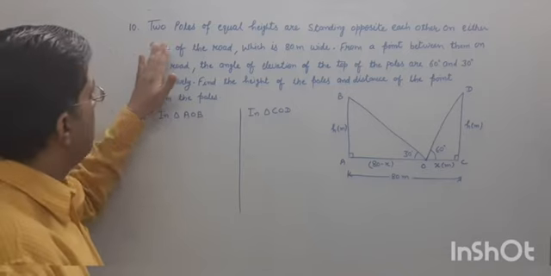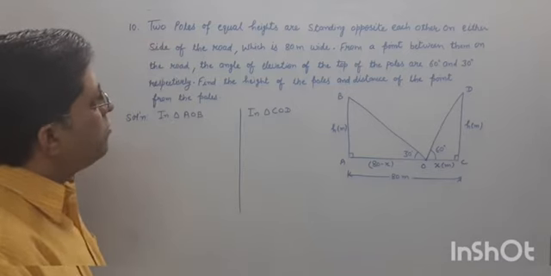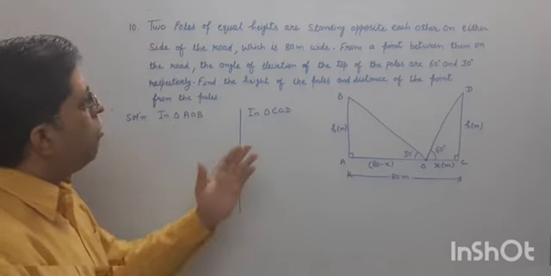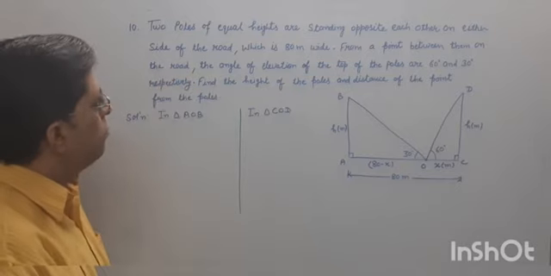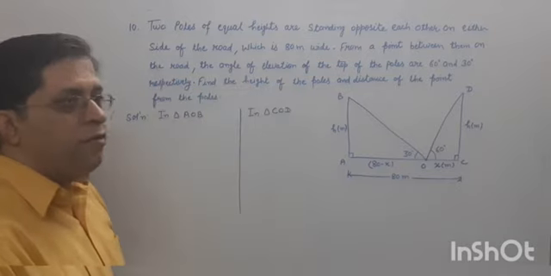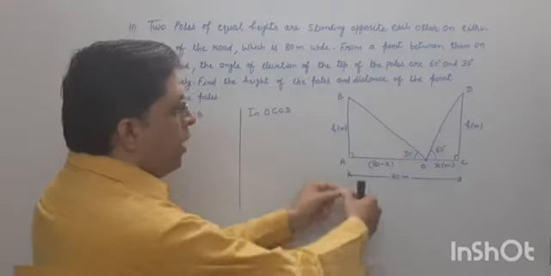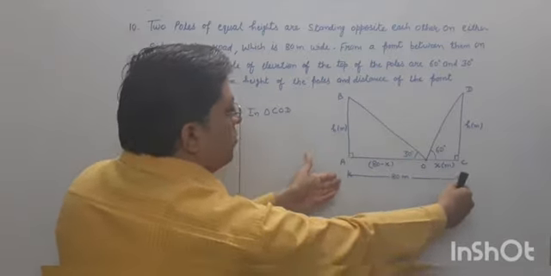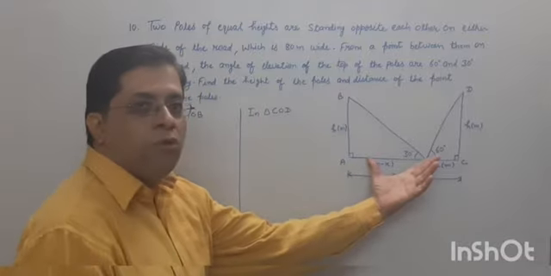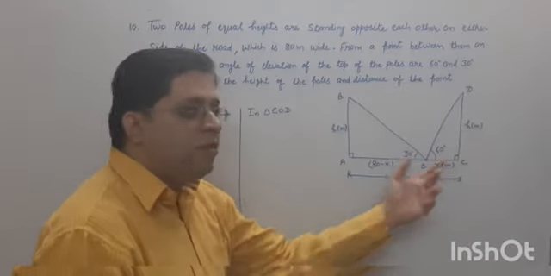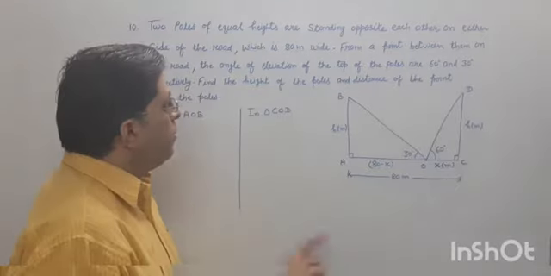Question number 10. Two poles of equal heights are standing opposite each other on either side of the road, which is 80 meter wide. See, two poles are here, AB and CD, and the distance between these two poles is 80 meter. This is the road. AC is the road. This is our first line.